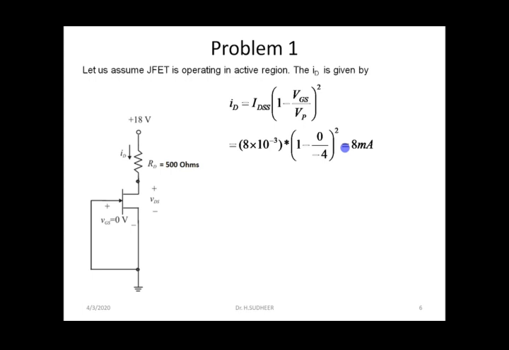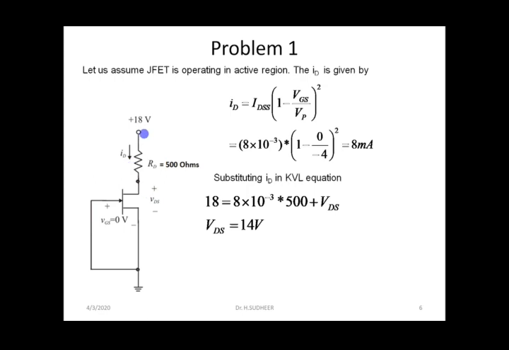Assuming the transistor is in active region, we'll substitute this ID value in the previous equation. What was the previous equation from the KVL? 18 is equal to 8 milliamperes into 500 plus VDS. So this is the equation: VDD is equal to IDRD plus VDS. Using the circuit equation and substituting this ID, what we got is VDS is equal to 14 volts.